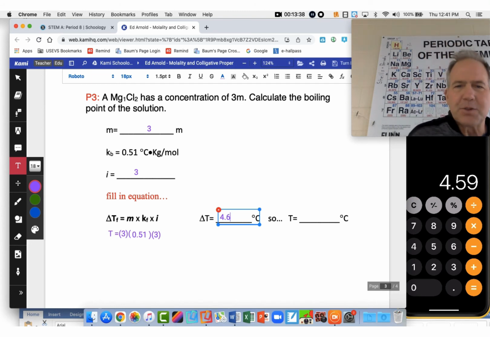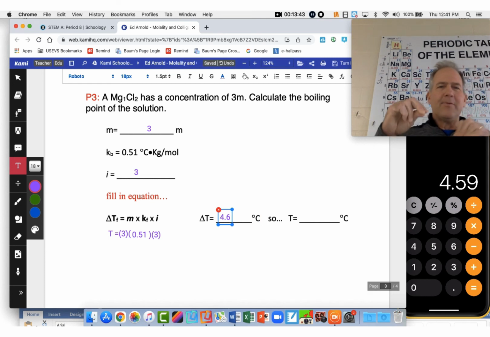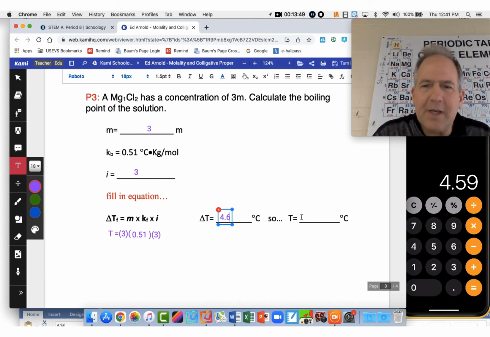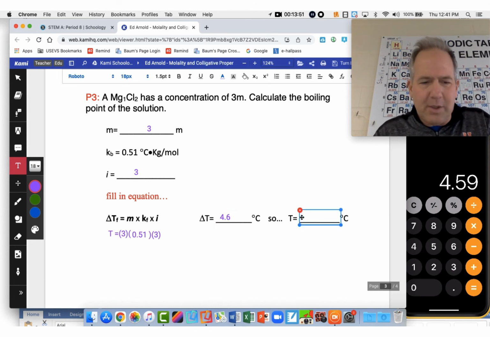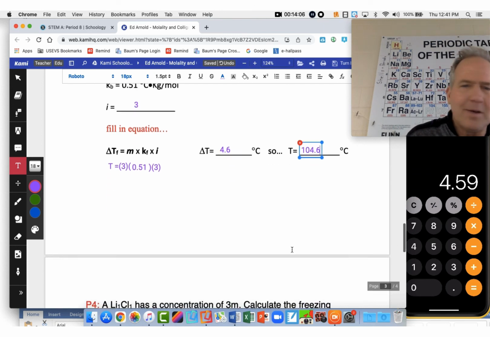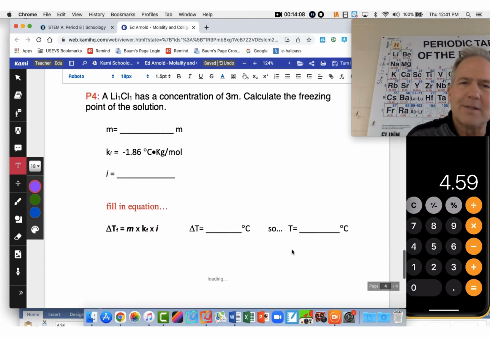That's not the temperature that it boils at, though. It's going to boil at 4.6 degrees higher than the normal boiling point, which was 100. So that should be, according to my calculations, 104.6 degrees Celsius. Boom, we got it. All right, you know what? We're on a roll. Let's not stop it.